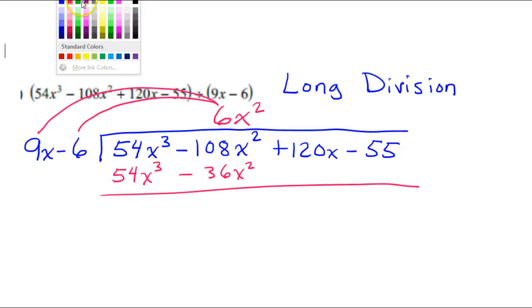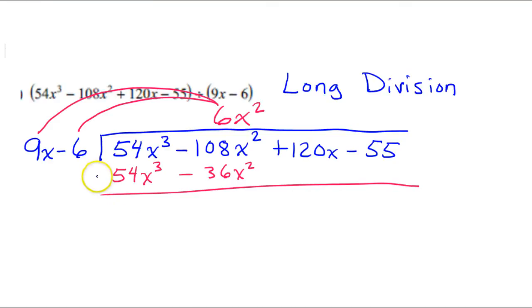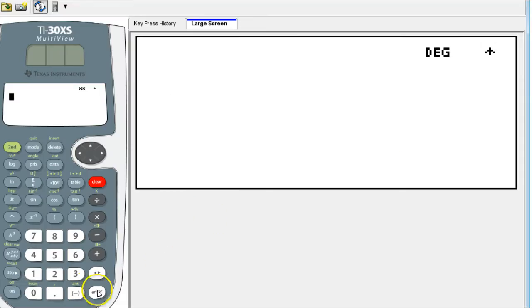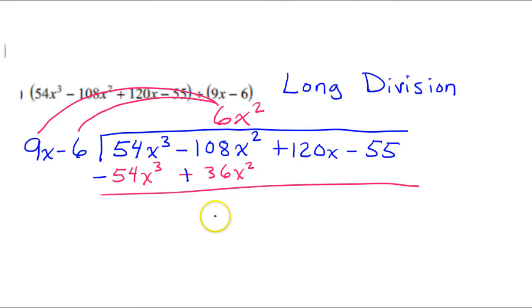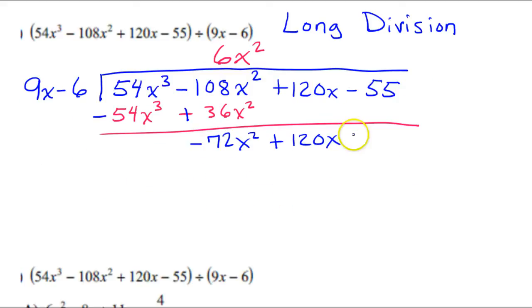Okay, now we will subtract by changing the sign. So we'll make that minus and we'll make this plus. So we need to do negative 108 plus 36. Negative 108 plus 36, that's negative 72. So we have negative 72x squared, and then these just come down because there's nothing to combine with. And now we start over.